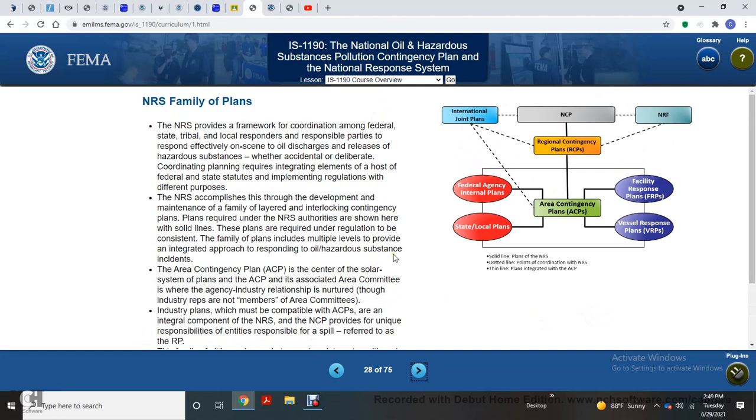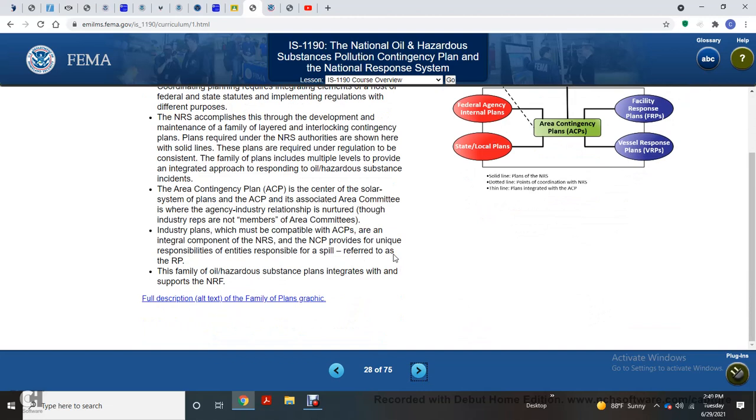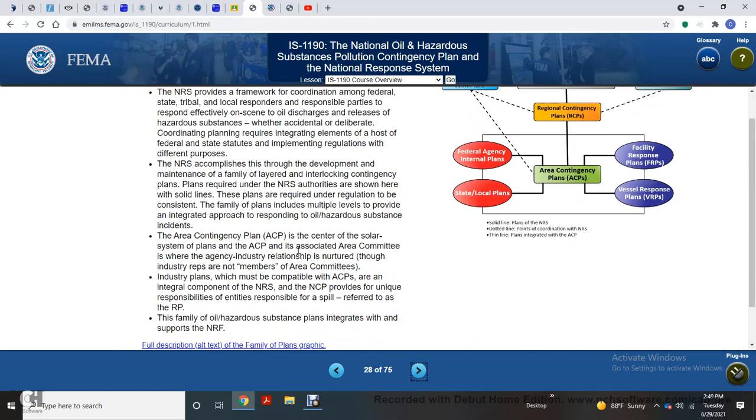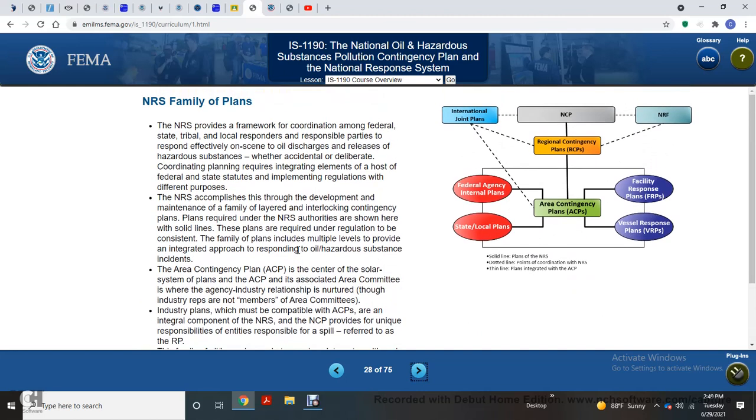All right, so you have your international joint plans, the National Contingency Plan, the National Response Framework, regional contingency plans, area contingency plans, federal agency internal plans, state and local plans, facility response plans, and vessel response plans.